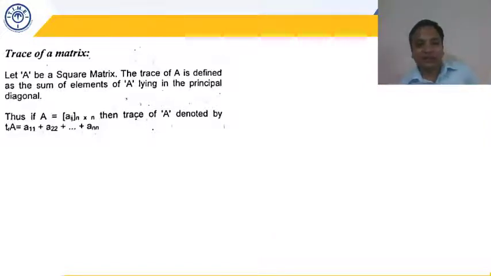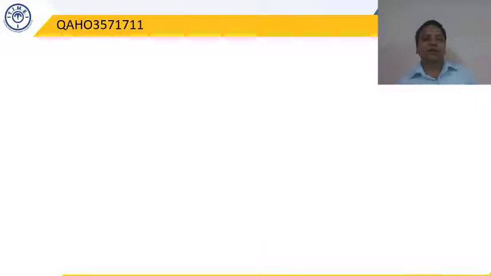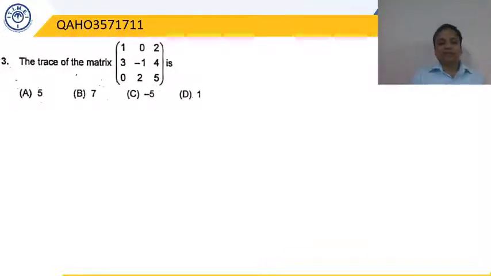Now let's start with what the trace of a matrix is. We'll try to get this with the examples. We have to just add the diagonal elements. So we are using handout code 1711, question number 3. The trace of a matrix, it's a square matrix. We have to just add the elements which are there in the principal diagonal. So what are the elements in the principal diagonal? One is given as 1, -1 and 5.